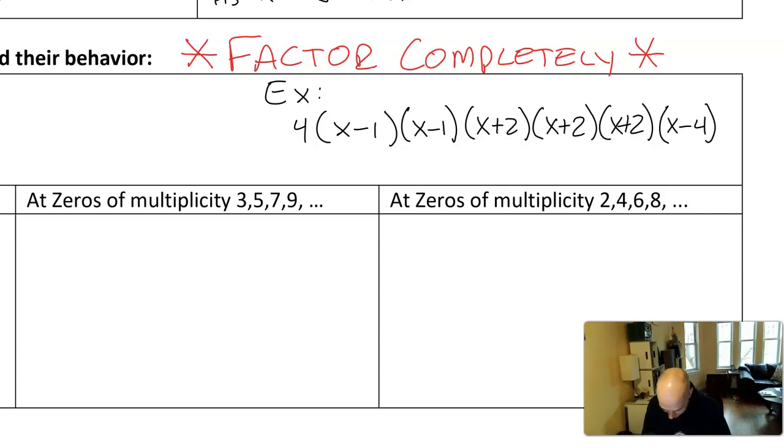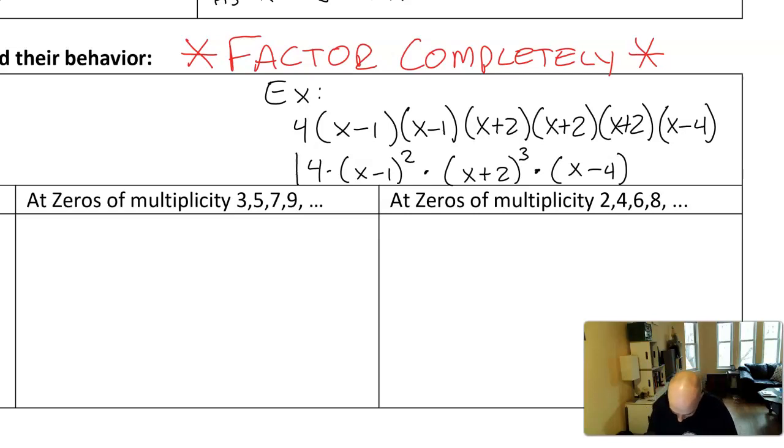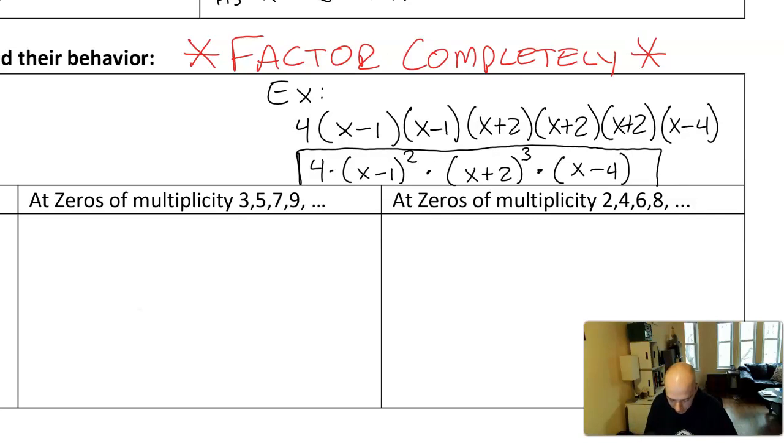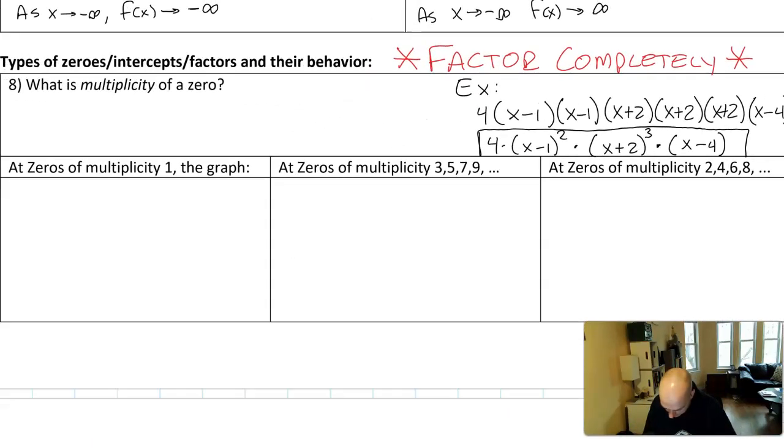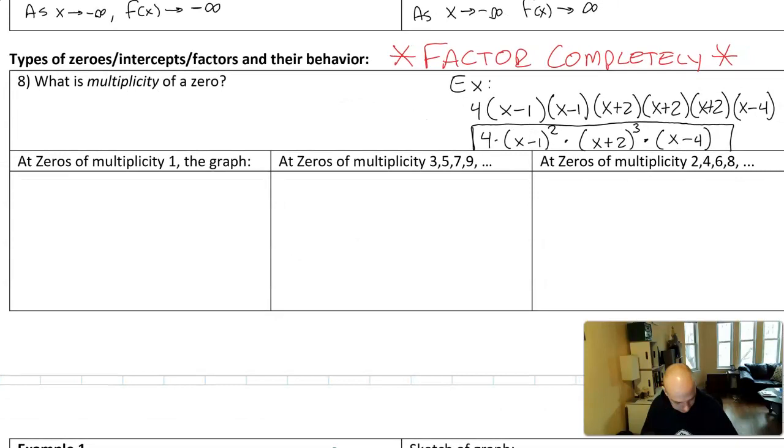One thing that you can do, of course, is condense this a little bit and write this as 4 times x minus 1 squared, x plus 2 to the third, x minus 4. And these are all multiplied together still. And this is a really important step because in this form, it reveals something about each factor, and what it reveals is called the multiplicity. So what is the multiplicity of a 0?